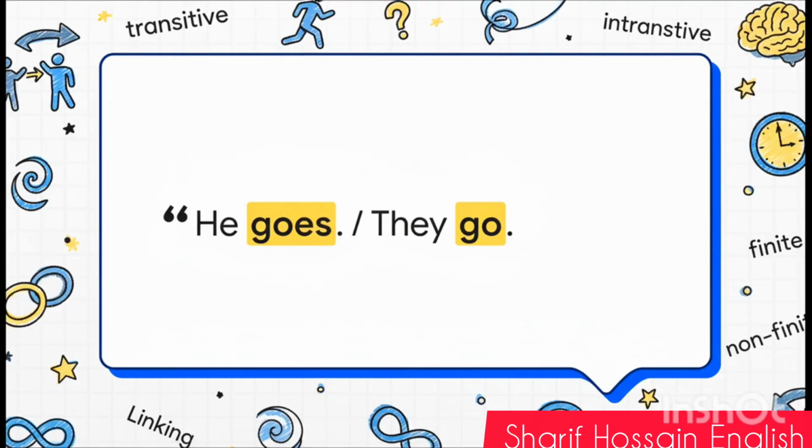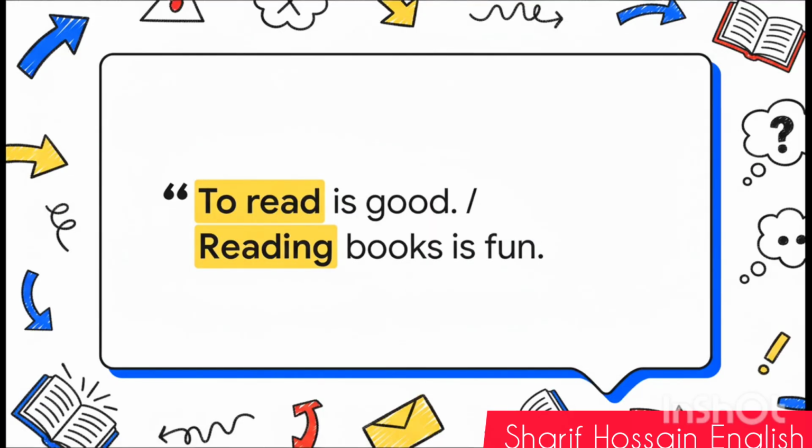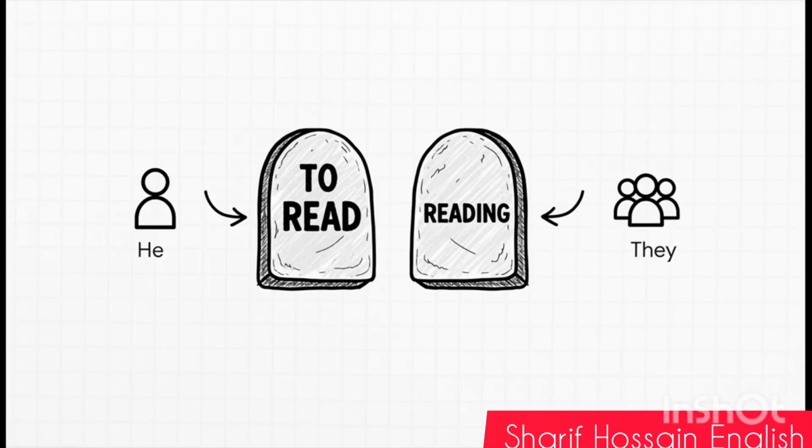Just look at these examples. He goes versus they go. See how the verb changed? The base verb is go, but it had to become goes to agree with the singular subject he. Because it's limited by that subject, it has to change. That makes it a finite verb. Now, compare that to verb forms like to read or reading. These guys are non-finite. It doesn't matter if you say he likes to read or they like to read, the to read part never ever changes. Its form is totally fixed. It's not limited by the subject, and that's what makes it non-finite.